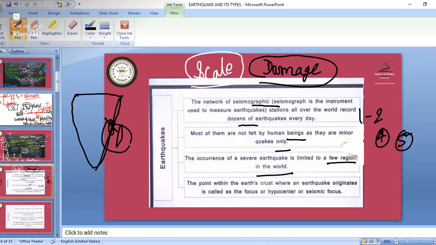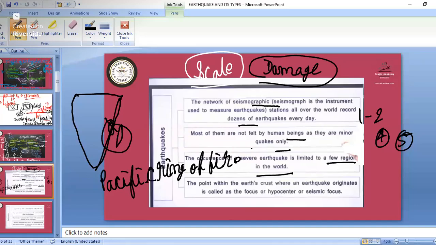Like in the Pacific Ring of Fire, we have the maximum earthquakes. So in that area we have severe earthquakes. Remember that the Pacific Ring of Fire is not famous only for the volcanic eruptions. It is also famous for the earthquakes.